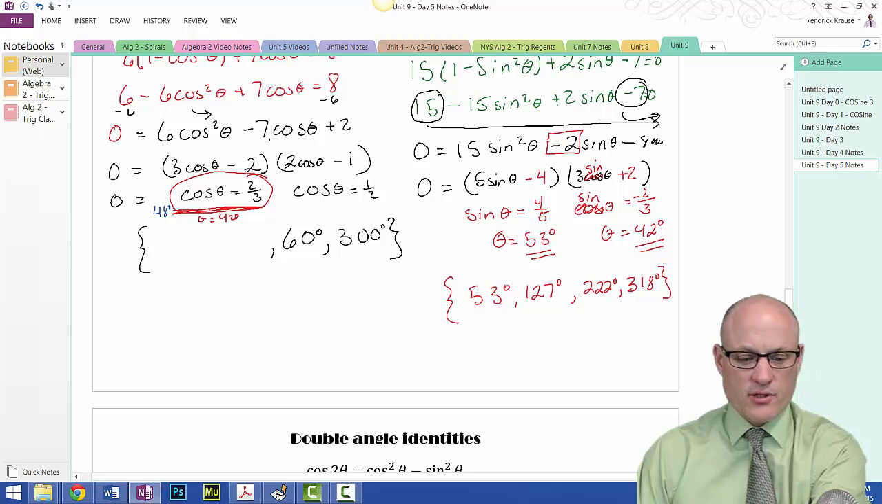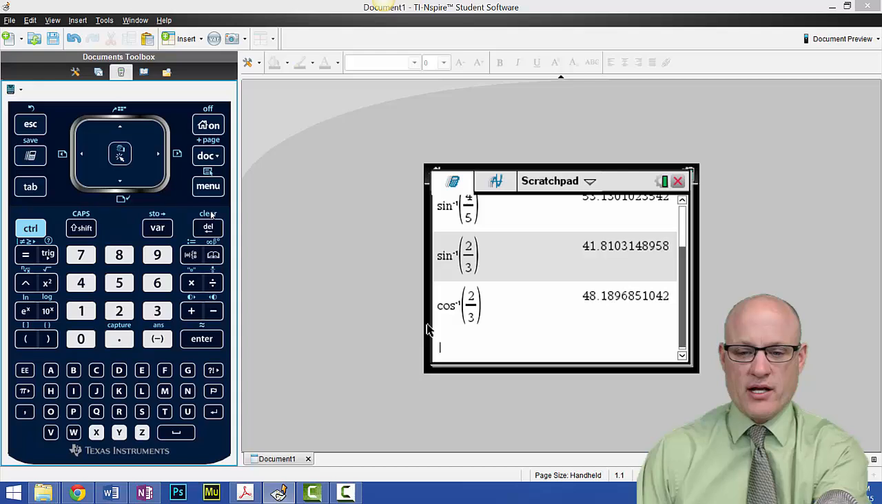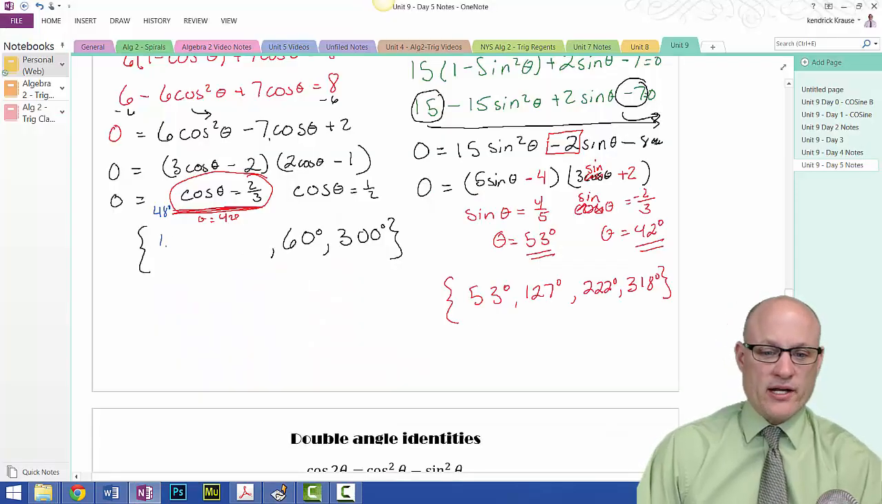I think I screwed up on my answer key too. You know what's funny is on the answer key, oh my gosh, it's going to be a late night. So 48 degrees will work.